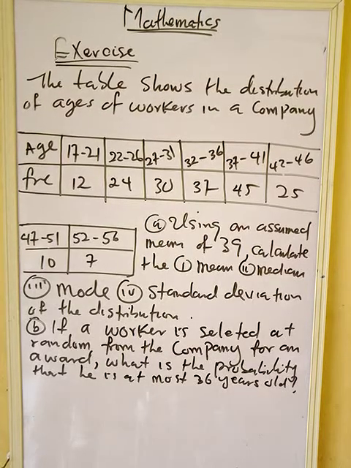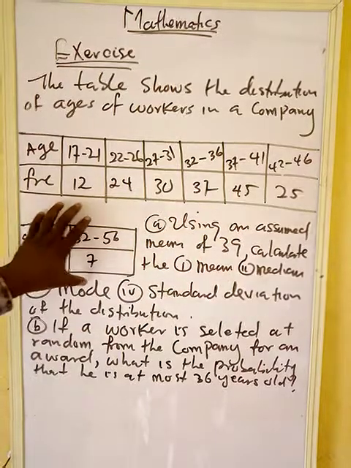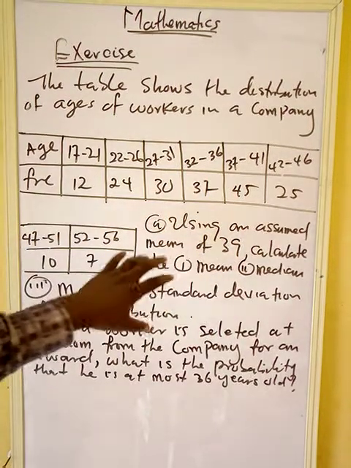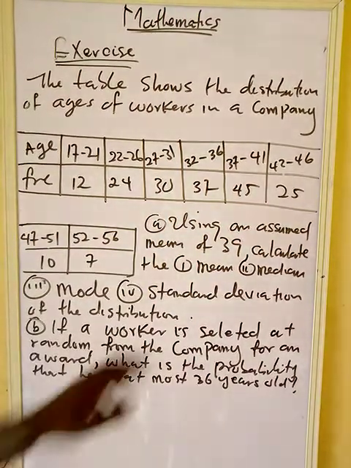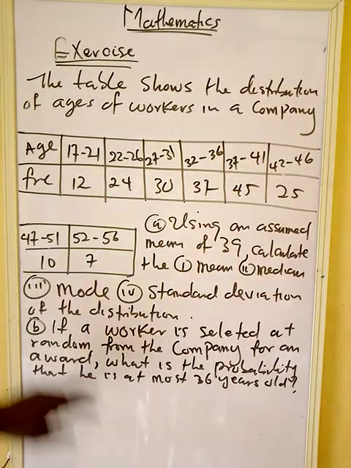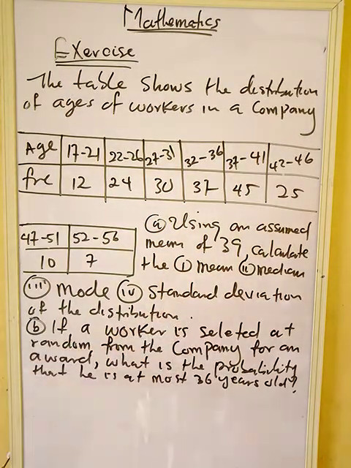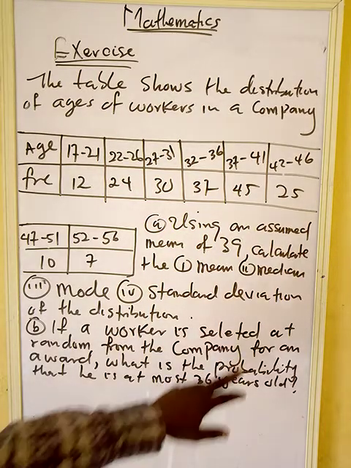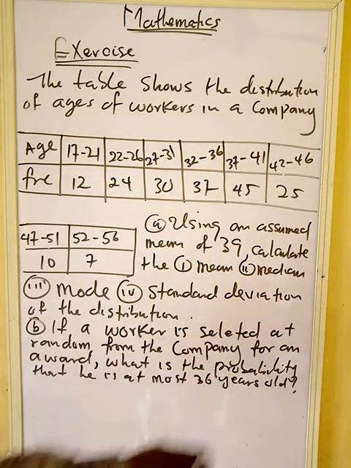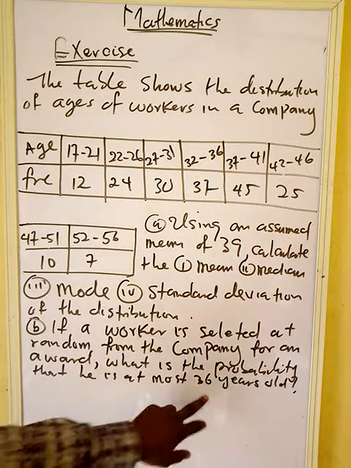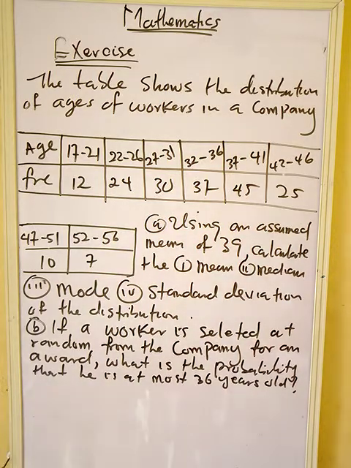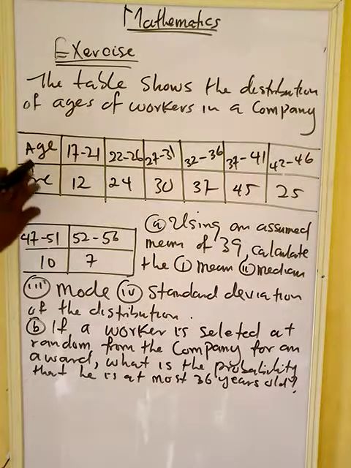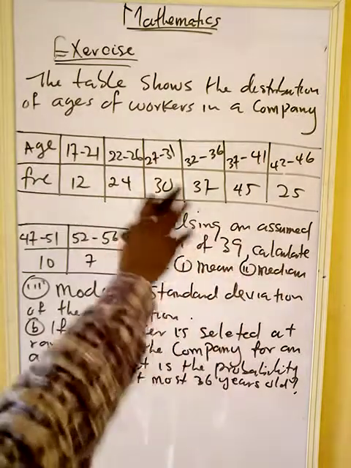So let me write your classwork. This is your exercise, so you try it. This is your question. The table shows the distribution of ages of workers in a company. These are the ages and the frequency. Using an assumed mean of 39, calculate the mean, median, mode and standard deviation of the distribution. If a worker is selected at random from the company for an award, what is the probability that he is at most 26 years of age?